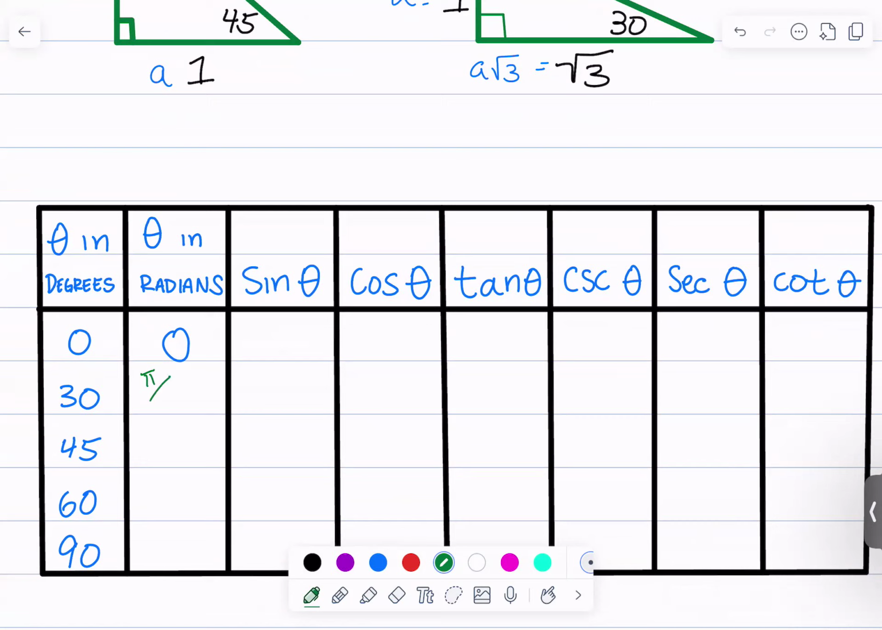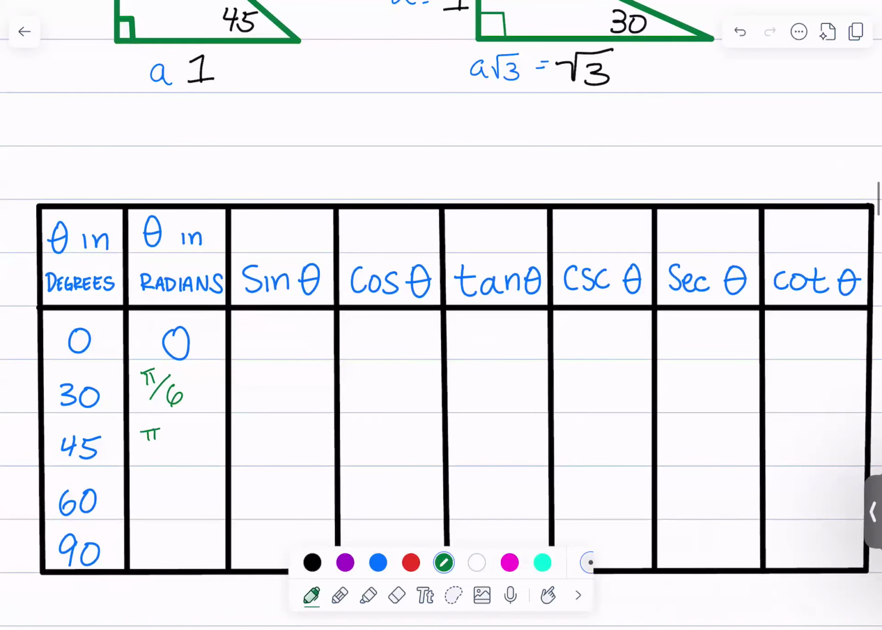Pi over 6. What's 45 degrees in radians? Pi over 4. 60 degrees. Pi over 3. 90 degrees is pi over 2. Right? And these are essential for you guys to memorize as well.